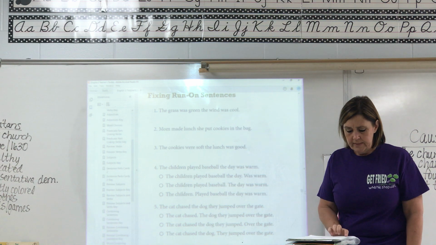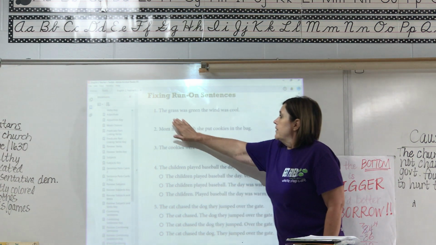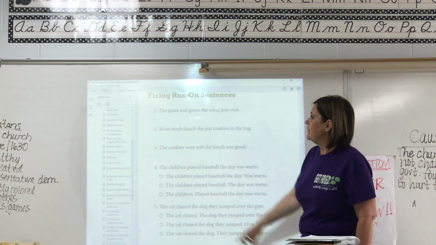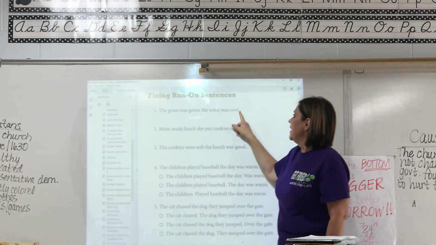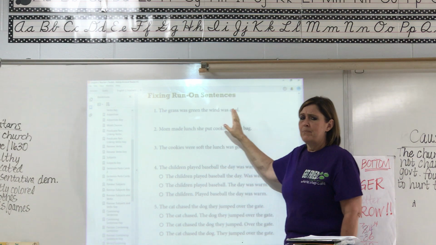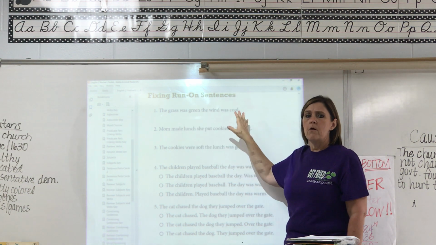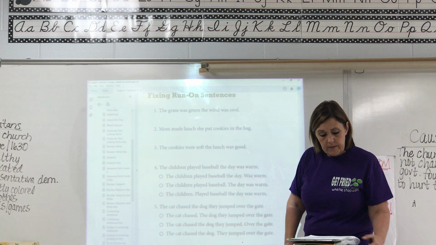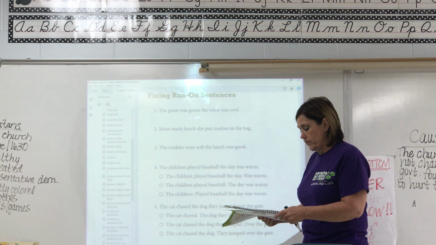Let's look at the first sentence. The grass was green, the wind was cool. Now, the writer of this sentence has a beginning capital and has an end mark, but the problem is there's more than one thought in this sentence. So let's look and determine how we can correct this sentence.